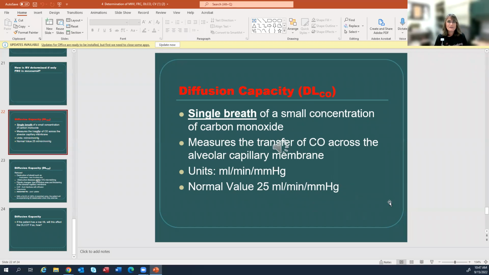The test is not accurate if the person has low hemoglobin. So usually they draw a blood gas during a pulmonary function test, figure out what the hemoglobin is, and then they'll enter that value into the computer so the computer can compensate for low hemoglobin. Because otherwise it looks like they could have a normal diffusion capacity, but with no hemoglobin or low hemoglobin, it's going to show that they don't have a good diffusion capacity. So milliliters per minute per millimeter mercury.